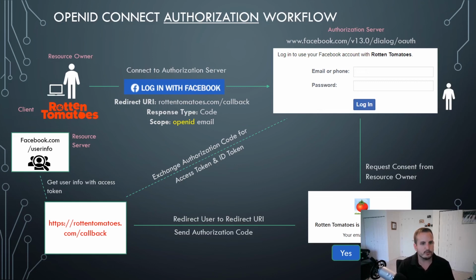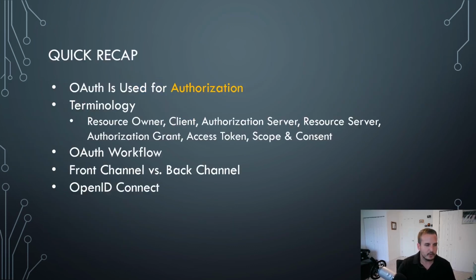As I mentioned before, it was created for authorization. So as a quick recap, OAuth is used for authorization. We talked through the terminology that's good to know within the OAuth 2.0 workflow. We walked through that workflow. We talked briefly through the front channel and the back channel. And then lastly, we talked about how OpenID Connect was developed as a layer on top of OAuth 2.0 to handle the user information, to handle the access of the identity of that actual user.